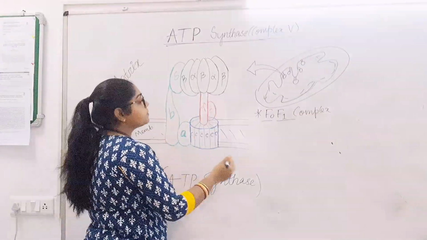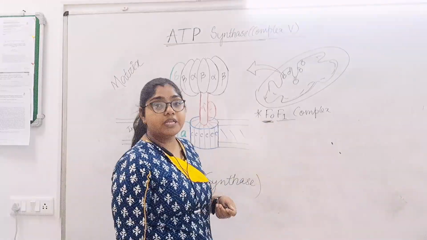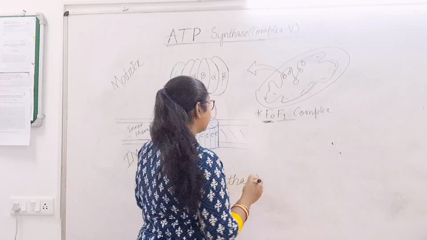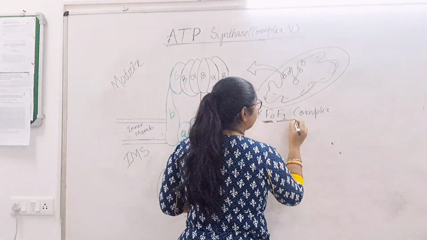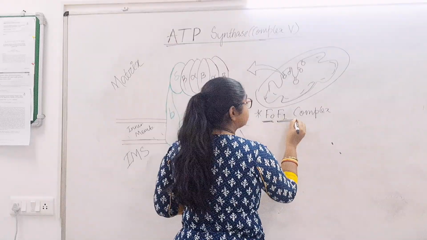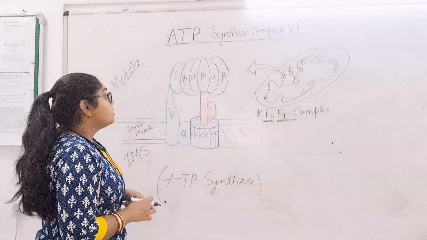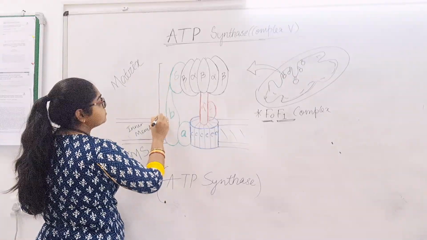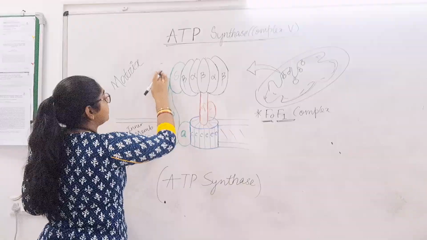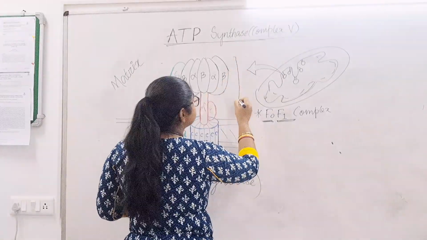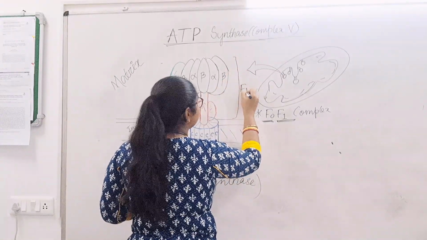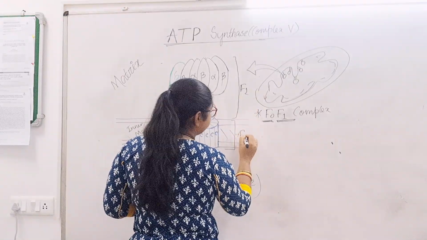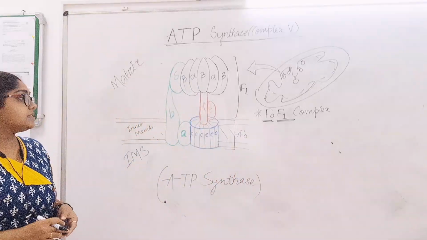If you look at it, one of these regions is a rotator. The F0 part can rotate, and F1 is a stationary part. So here this is the F1 part, and this is the F0 region of the ATP synthase.